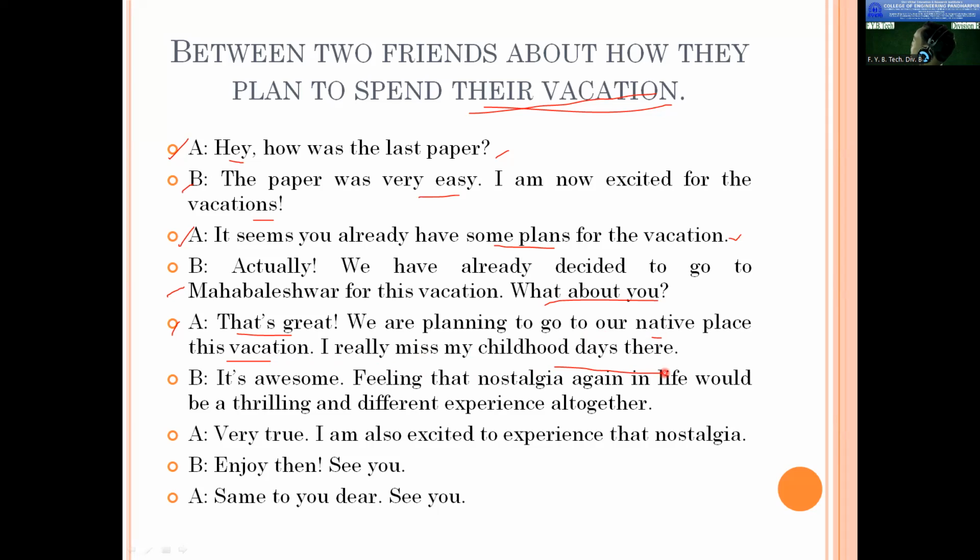You can take any example I mention here, because I just told you everybody's imagination is different, everybody's plans are different. You just try to think how you're going to put these plans in the form of sentences. That only you just think. Then B replies, it's awesome. Feeling that nostalgia again in life would be a thrilling and different experience altogether.